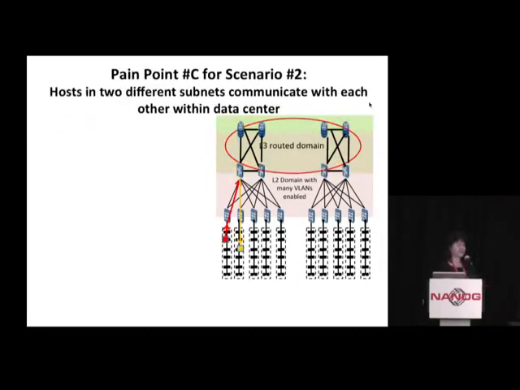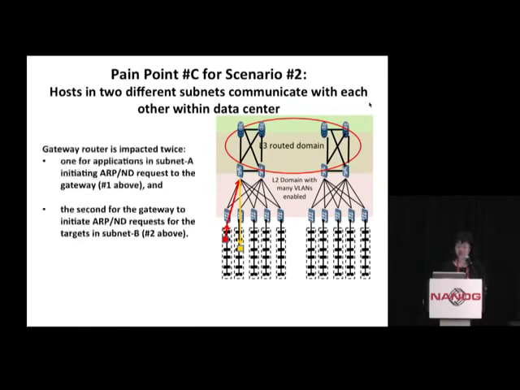The third scenario is when you have two distinct subnets under the L2/L3 gateway. This one combines the problems of the first two scenarios we just mentioned. From the originating subnet, they need to send ARP and ND requests. And for the destination target subnet, the gateway router has to initiate ARP or ND requests to the target. So this is not only CPU intensive and buffer intensive, there's twice the amount of work.